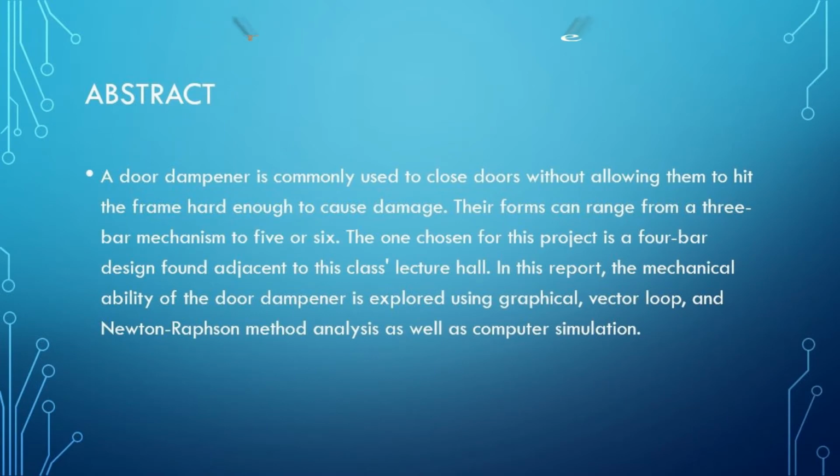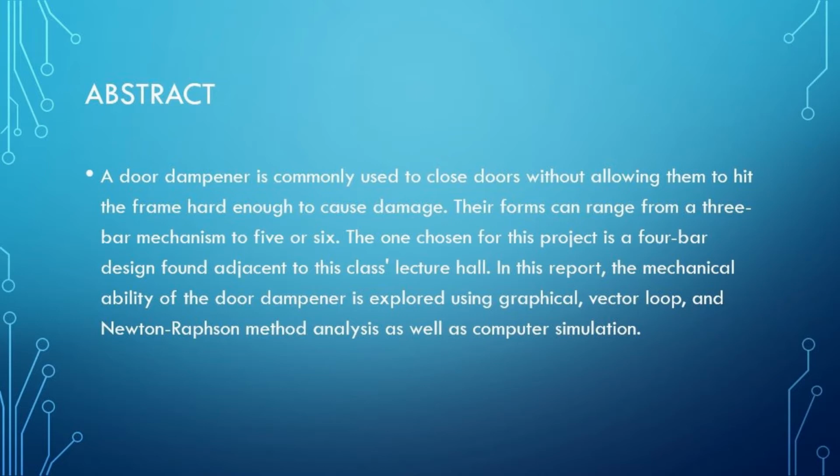We chose a door dampener. A door dampener is commonly used to close doors without allowing them to hit the frame hard enough to cause damage. Their forms can range from a 3-bar mechanism to a 5 or 6. The chosen one for the project is a 4-bar design found adjacent to the class's lecture hall.